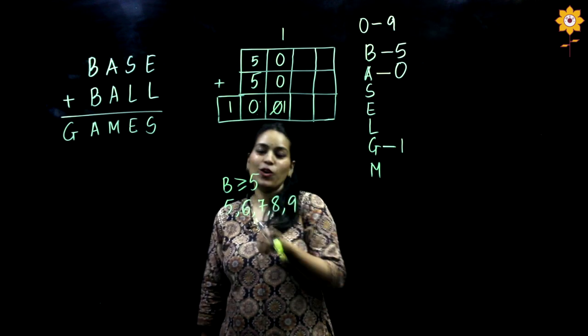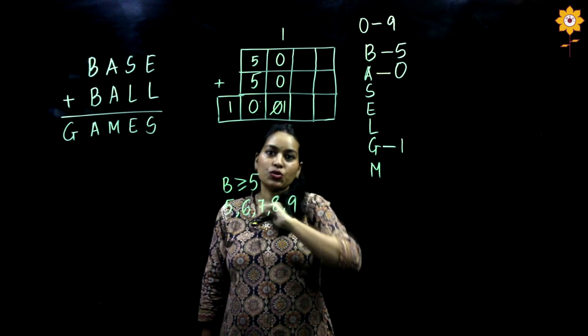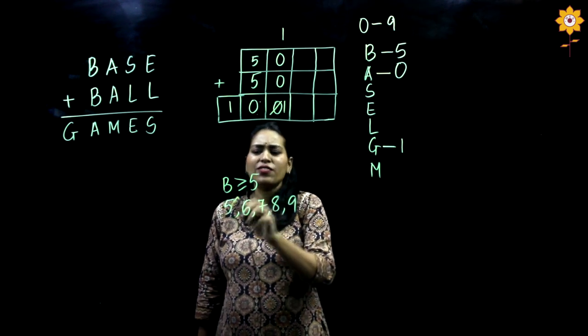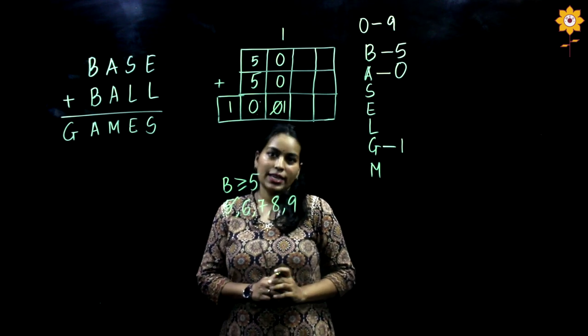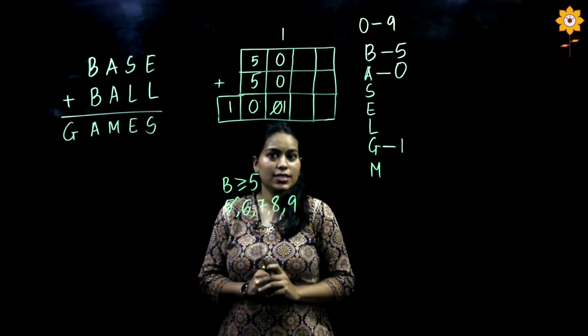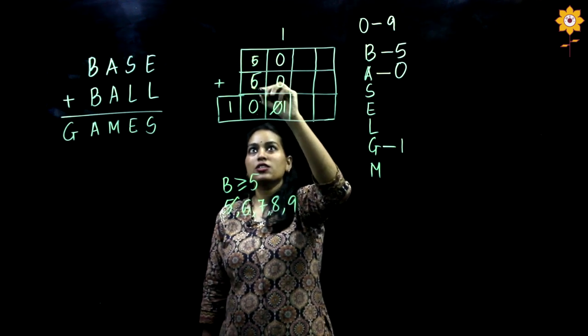Because 1 is already allotted to G. So, even that is a conflict. So, definitely this is also wrong, right? So, 5 cannot be the value of G right now. Next possible option that we have here is 6, right? So, let's say the value of B is 6. So, let's update this to 6.